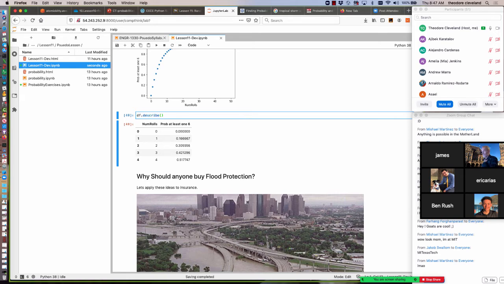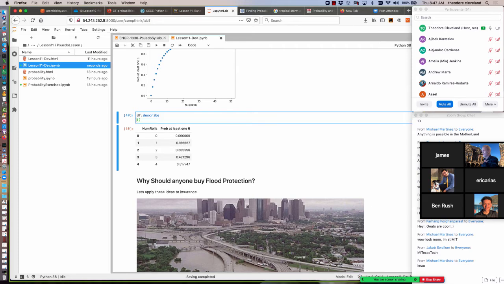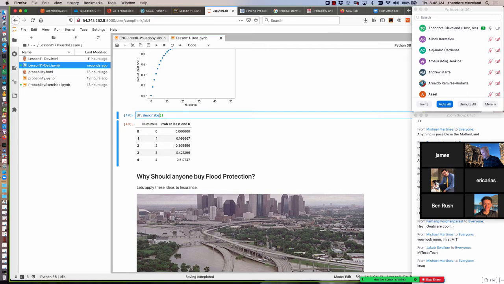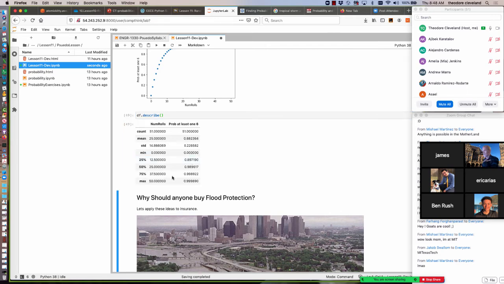It's going to give descriptive statistics that are hard to interpret for this particular problem context. But the median chance of observing at least one 6 in 50 rolls is 98%, which means that you have a 98% chance that you're going to see a 6 in 50 rolls and a 2% chance that you won't. The mean is 88%, so it's still pretty high.